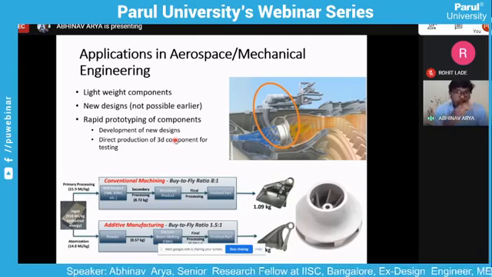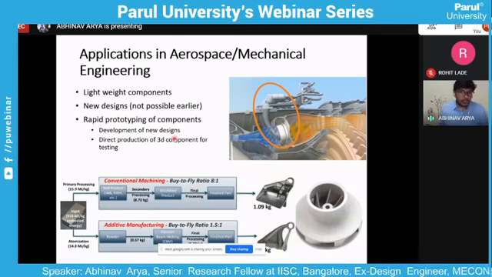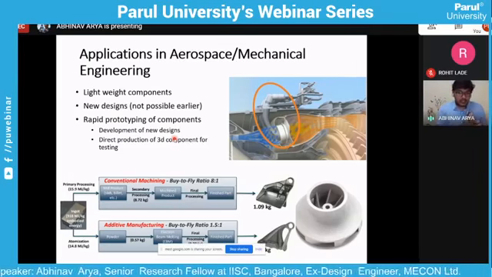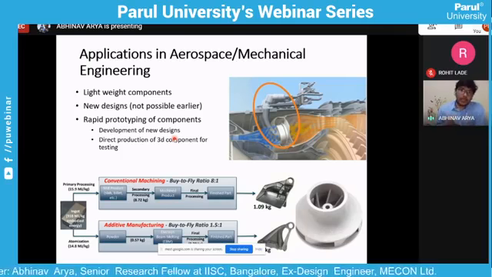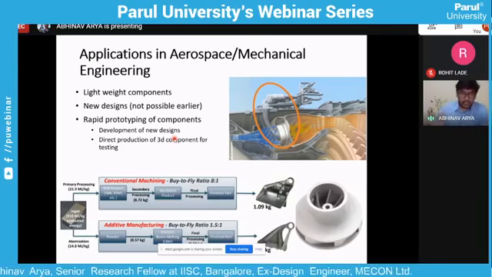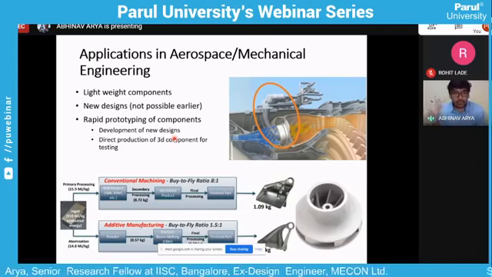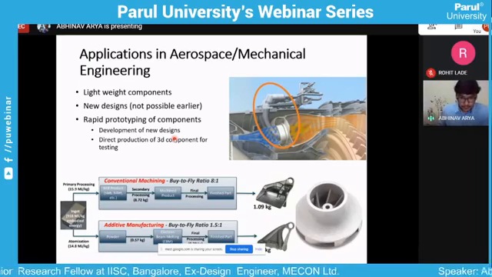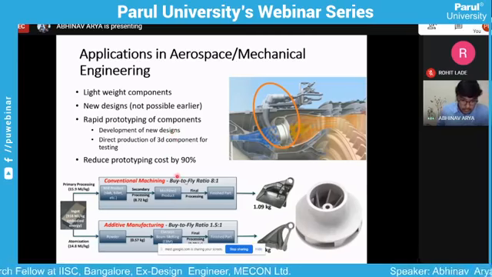You can directly design a component on your digital model, and within a few hours you'll get a real model of that prototype of that component, and you can test on it. So this reduces the cost drastically.